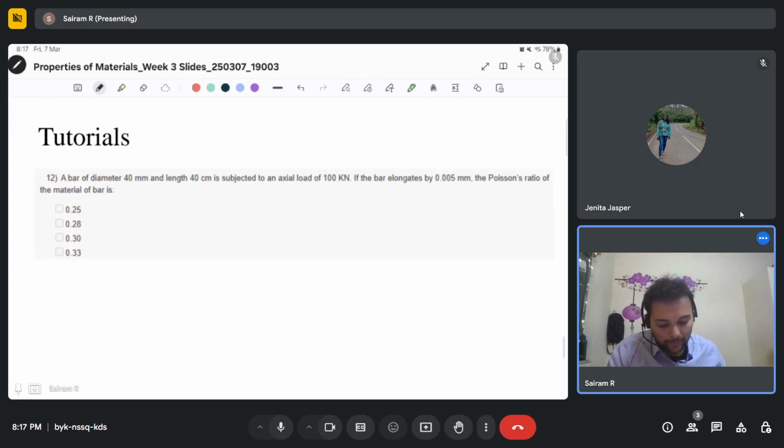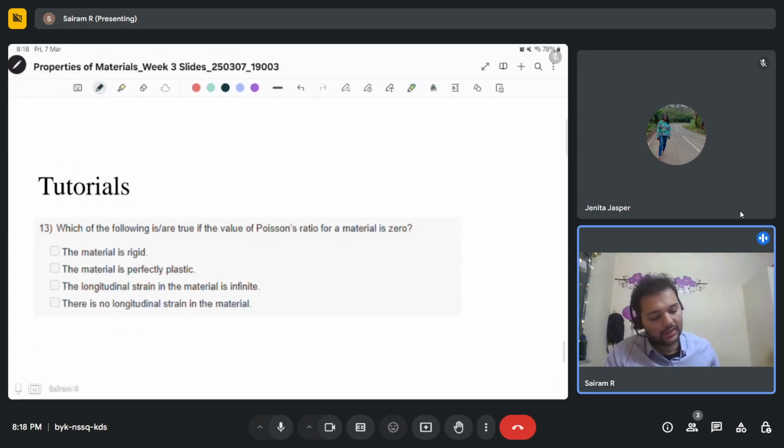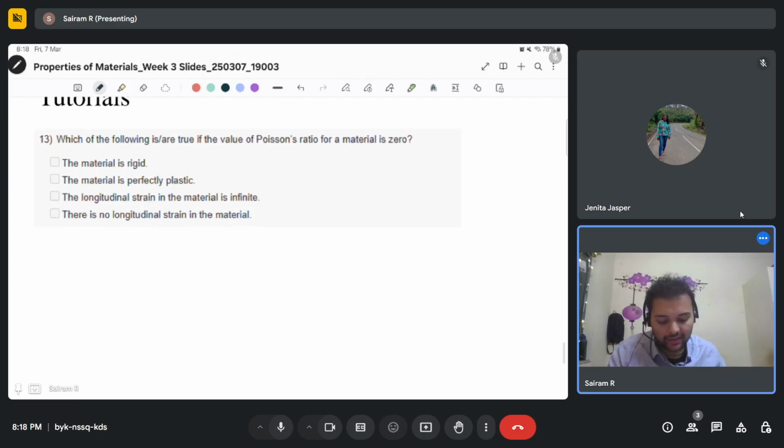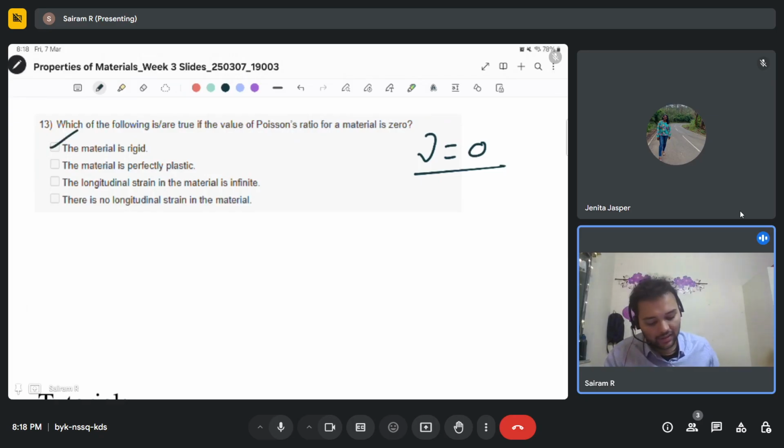A bar of diameter 40 mm and length 40 centimeter is subject to an axial load of 100 kilonewton. If the bar elongates by 0.005 mm, the Poisson's ratio of the material of the bar is 0.33. I did this problem in detail in the previous class. Which of the following is true if the value of Poisson's ratio for a material is 0? If nu is 0, then we can very clearly say that the material is rigid. Longitudinal strain in the material is infinite? There is no longitudinal strain in the material? The material is rigid is the correct answer.